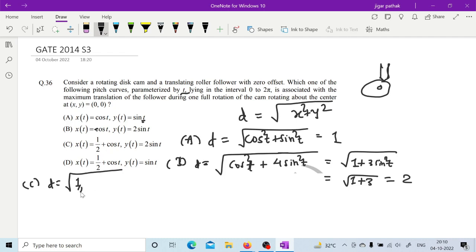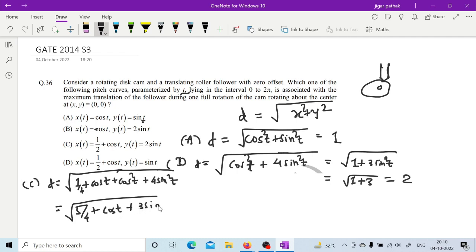Now if you go for option C, that is d is equal to (1/2 plus cos t) square, that is 1 by 4 plus cos t plus cos square t, right, plus 4 sine square t. Now you will have this as 1 by 4 plus cos square plus sine square is 1. So 1 by 4 plus 1 is 5 by 4 plus cos t plus 3 sine square t. Now this will be maximum when cos t plus 3 sin square t is maximum, right?